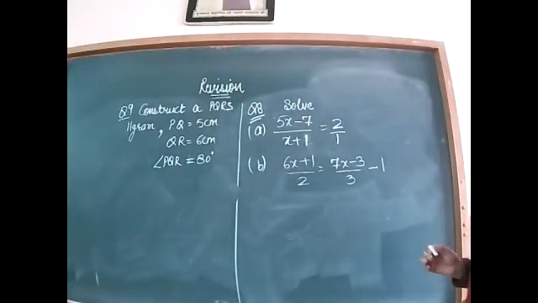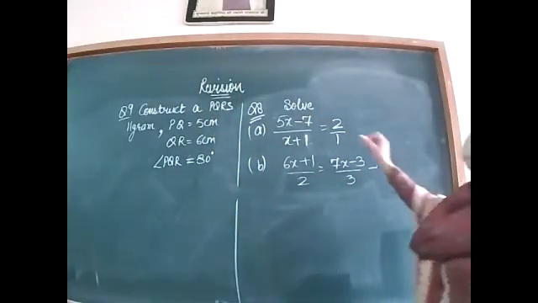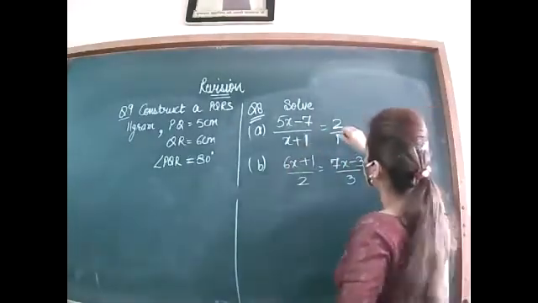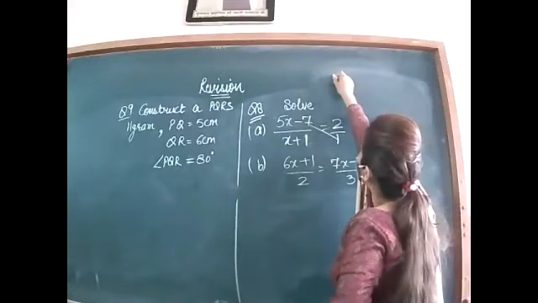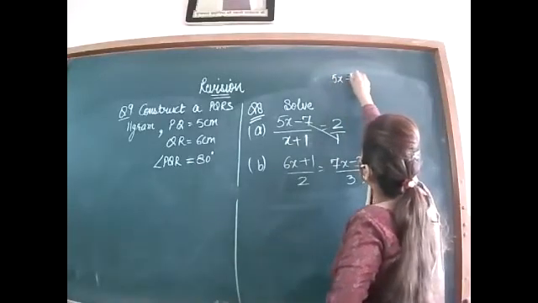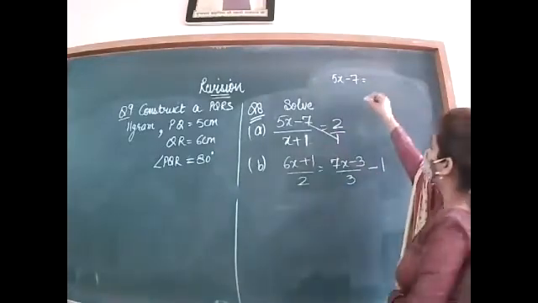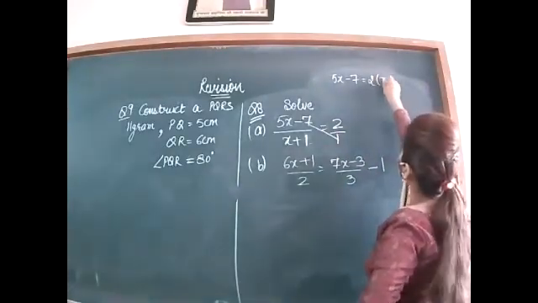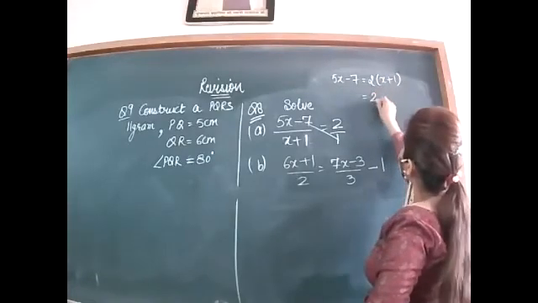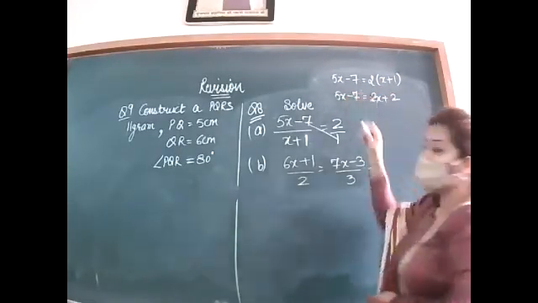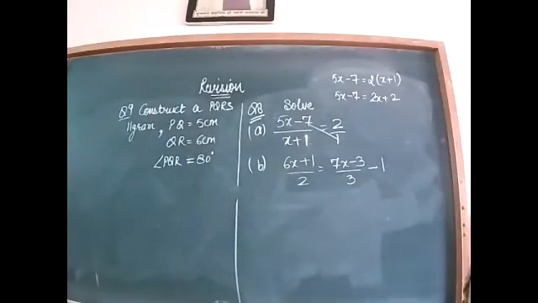Now, in this A part, question number 8, you will cross multiply the terms. After cross multiplication, 1 will be multiplied with this numerator that will give you the same answer. And on the right hand side, 2 will be multiplied with this number. You will multiply 2 with x plus 1, that is 2x plus 2 and 5x minus 7. Is it clear? Any doubt?